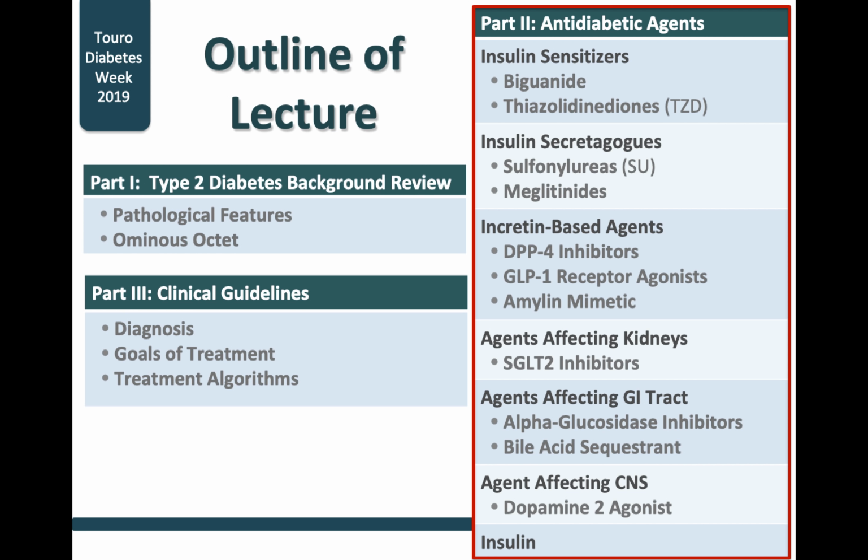So the next class would impact our gastrointestinal tract. There are two subclasses called alpha glucosidase inhibitors and also bile acid sequestrant or resin. And the next class would impact our central nervous system. And it is dopamine 2 receptor agonist. And the last, of course, insulin.